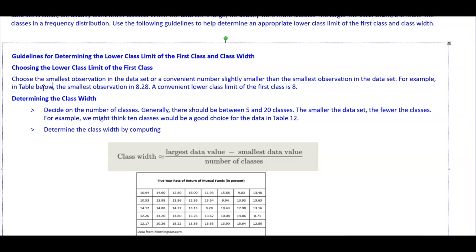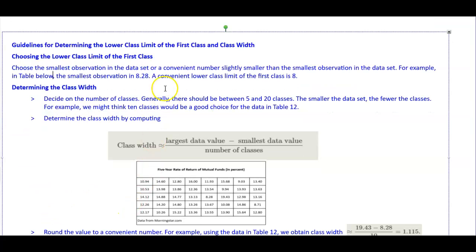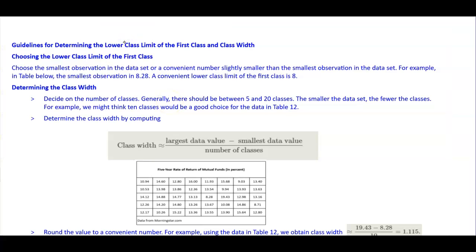the smallest observation was 8.28, and let's go ahead and highlight that from what we did previously. So here is the smallest observation. And so a convenient lower class limit of the first class is going to be 8. So that is our value, 8.